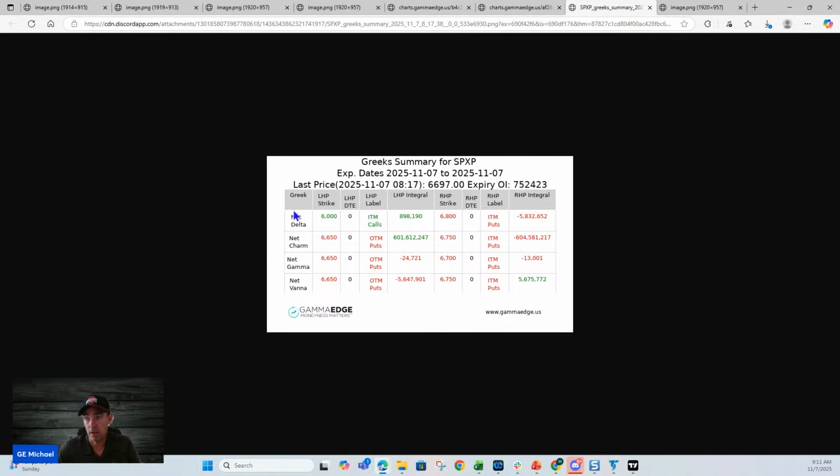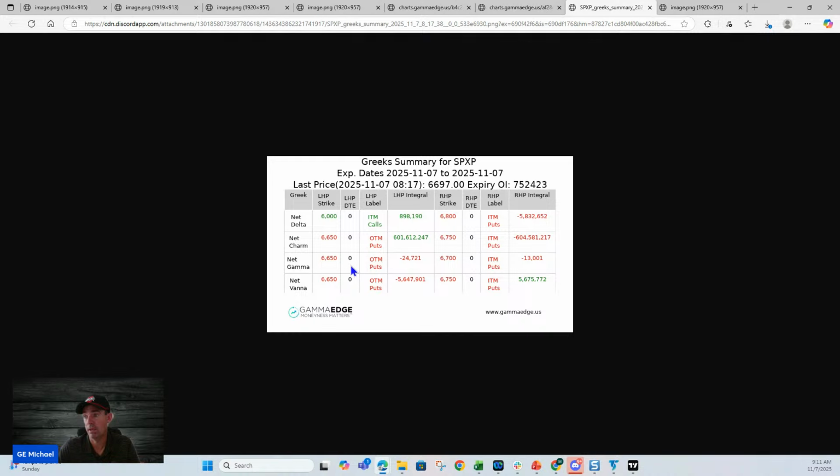In the money calls here, obviously 6,000 strikes, significantly below us. But that's that first sensitivity level, so really out of reach and not really in the realm of possibilities. So what we'll watch at the open is this will update with the gap down in spot price. So we'll see if these in the money calls change below us any. Net charm 6650 out of the money puts here, in the money puts overhead 6750. Again, those will be those key levels to the downside and to the upside.